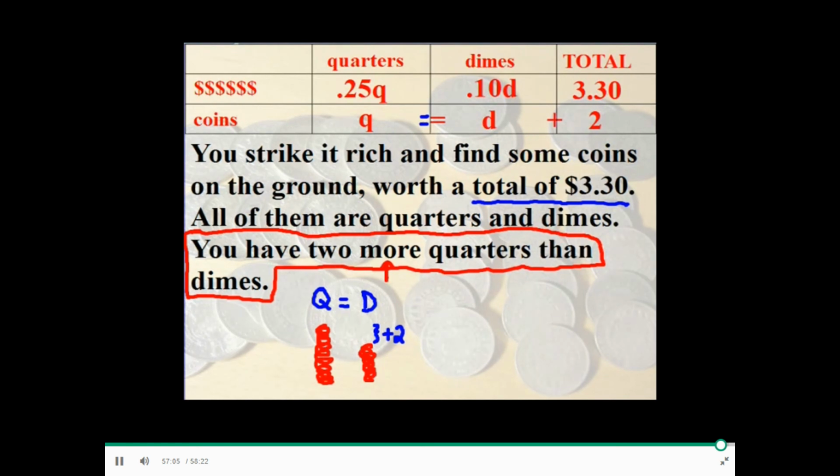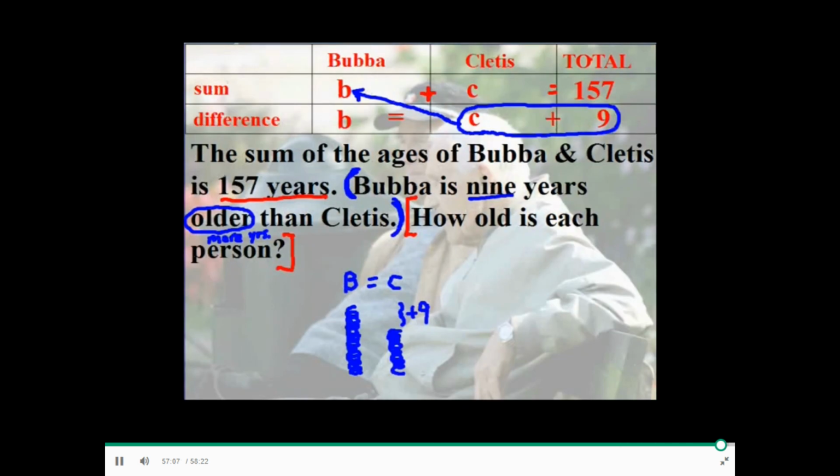When that happens, we make a little drawing here. We make one taller than the other and then figure out what we would need to add to the other one to make them equal. This gives us our second equation.